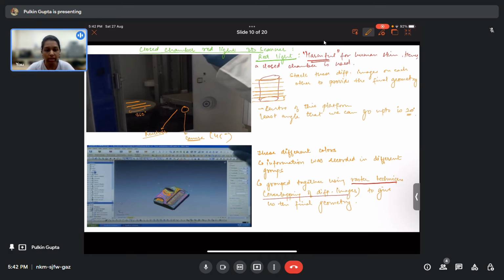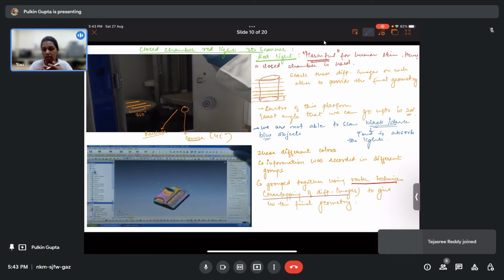Now we cannot scan black objects using this. We are not able to scan black or dark blue objects using any kind of scanner. Why? Because black or dark blue colors tend to absorb the light, so you do not have anything left as a reflected signal.